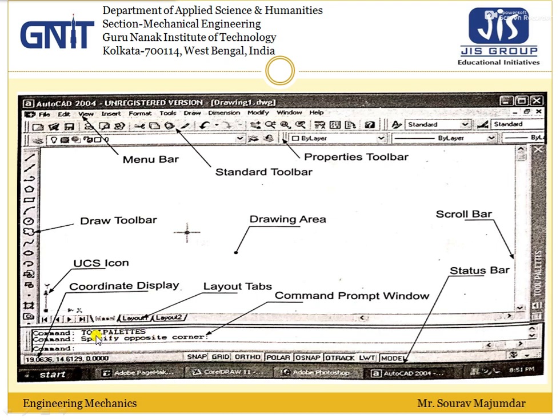Each and every instruction, each and every step that is given here, if you follow that step, you can easily use that command. And this is the scroll bar, and this is the status bar, and this is the properties toolbar. So all these toolbars are there. I will discuss all these things later whenever I open the AutoCAD window. In the next class I will open the AutoCAD window, then all these things will be clear to you.